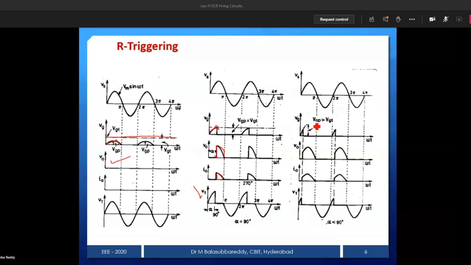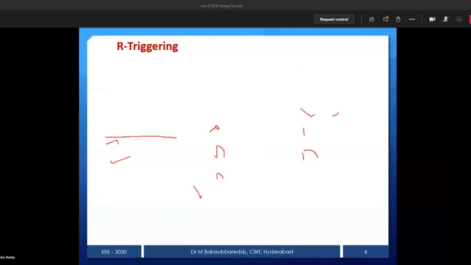All these things are not required to explain in the exam. Just for understanding I showed many waveforms, but in your exam only this slide is sufficient: the circuit as well as this waveform. This is for alpha less than 90 degrees. Exactly 90 degrees also, if you want, you can draw it.